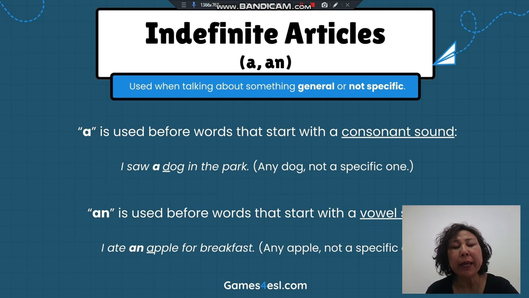Indefinite articles, a and an, are used when talking about something general or not specific. A is used before words that start with a consonant sound. For example, I saw a dog in the park. It means any dog, not a specific one. An is used before words that start with a vowel sound. For example, I ate an apple for breakfast. It means any apple, not a specific one.